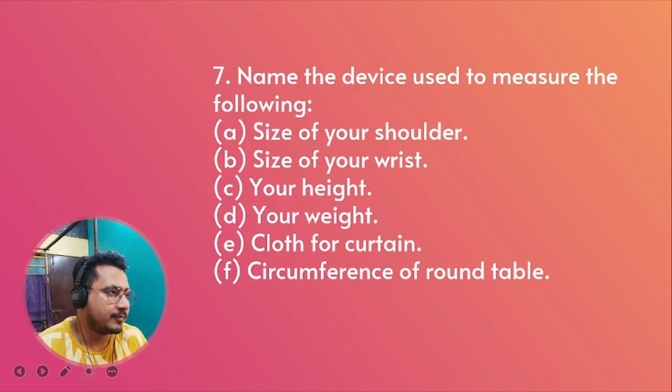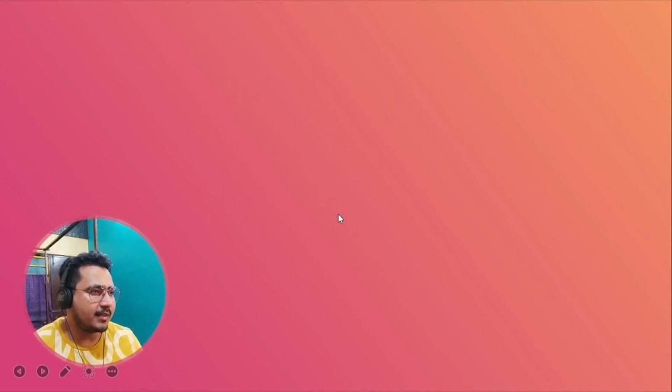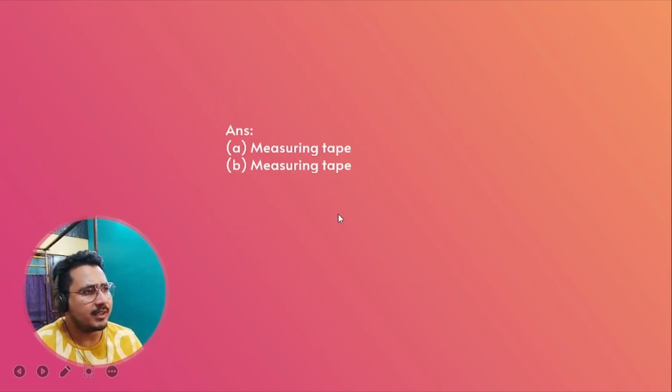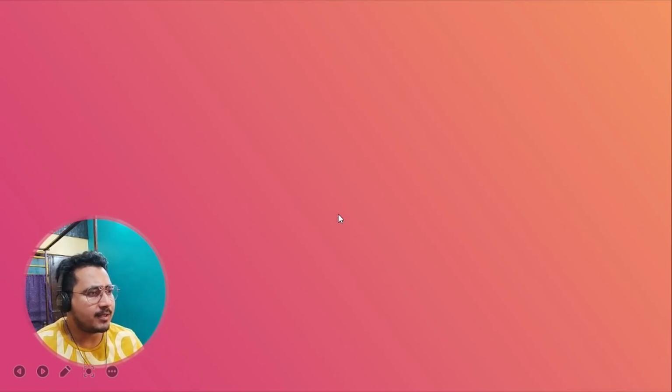Circumference of a round table. Circumference means the whole periphery. Round table, rope. Rope we can do, and also by scale, using that formula from the radius, you can also do. Right. So look at the answer that is given. Measuring tape, measuring tape, and weighing balance you told for the weight of your body. Measuring tape also. Okay. Correct. Every answer is correct.